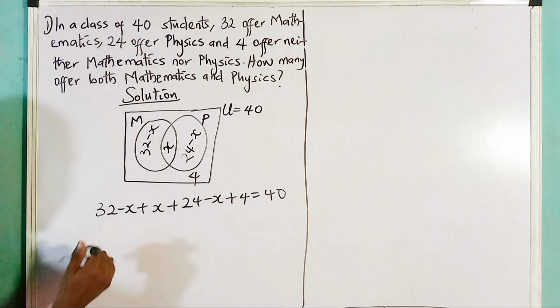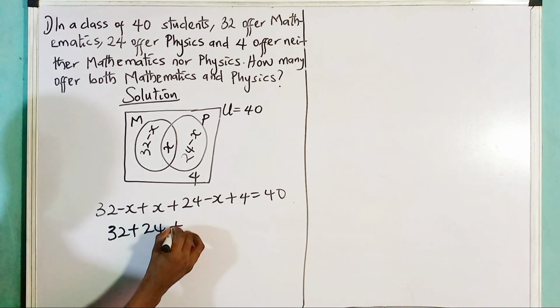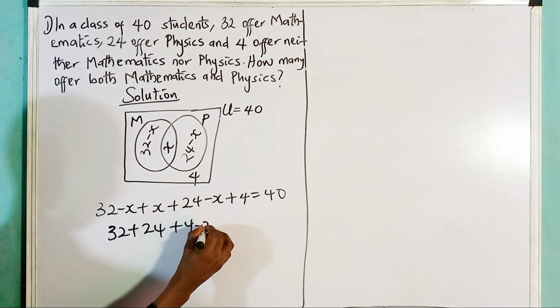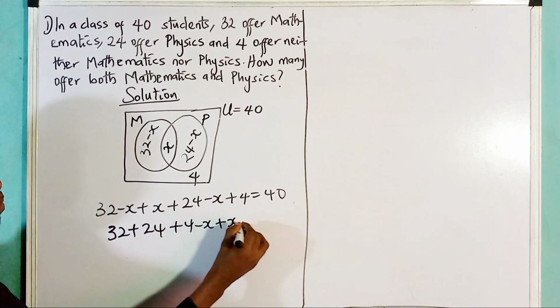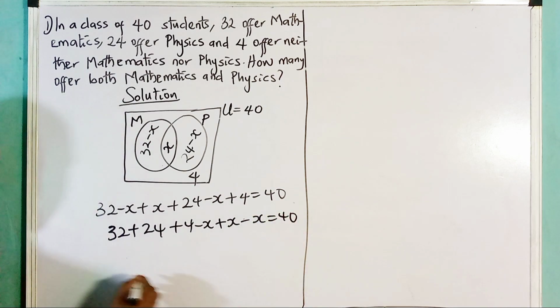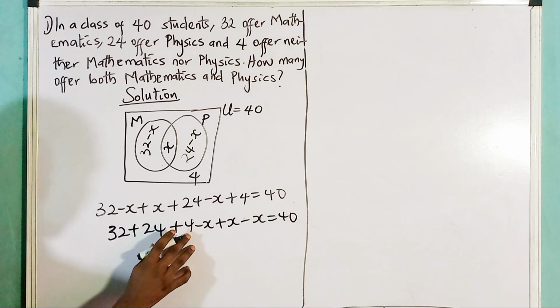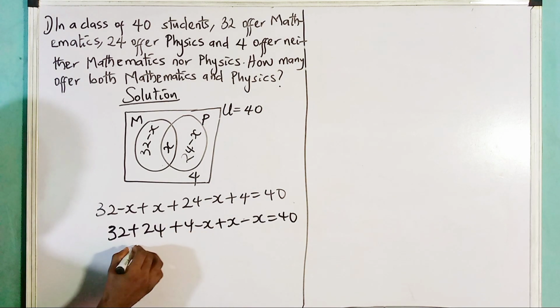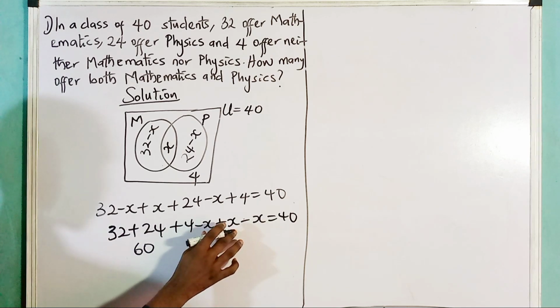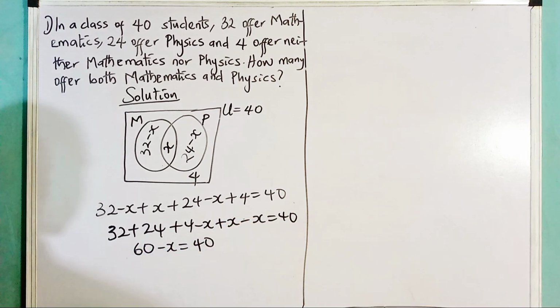They will go together, and then we have 32 plus 24 plus 4 minus X plus X minus X equals 40. 32 plus 24, that's 56, plus 4, that's 60. Okay, so that's 60 minus X plus X is 0. Then we have minus X is equal to 40.